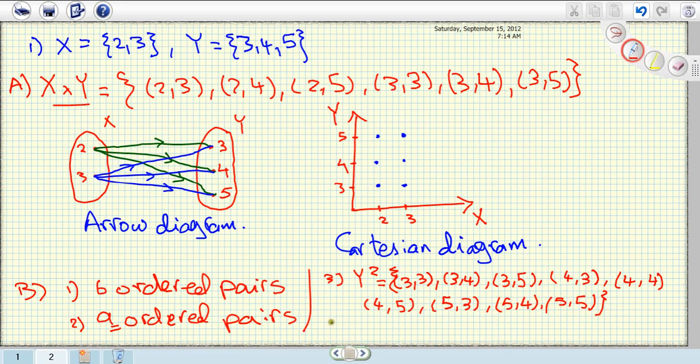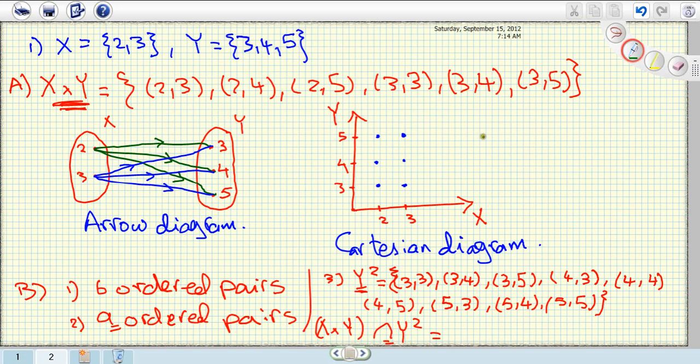Now, let's answer. We have the Cartesian product of x and y, and y2, and I want to find the intersection, which means the common elements in x and y and y2. So the intersection of these two sets means the common elements. Okay, let's check the common elements or the common ordered pairs.